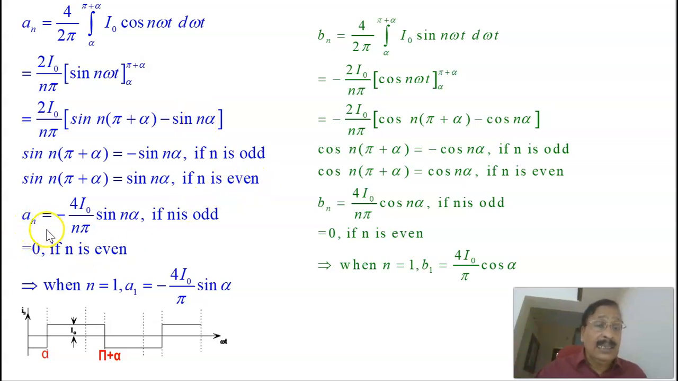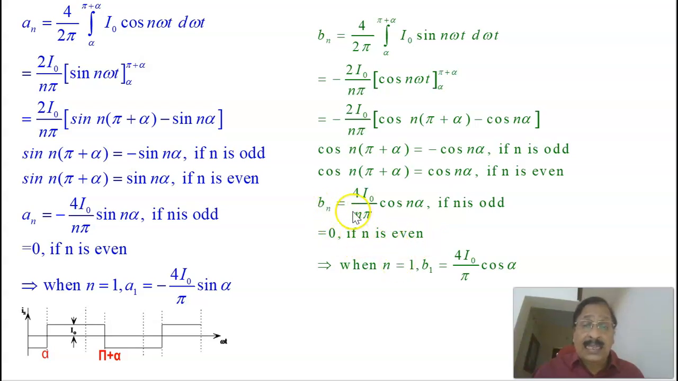Therefore, for even n that will be getting 0. If n is odd, an equal to minus 4 I naught divided by n pi sin n alpha, and it is 0 if n is even. And similarly, you can derive the bn also. The same way you can derive bn, and you will get bn equal to 4 I naught divided by n pi into cos n alpha if n is odd. If n is even, bn equal to 0.